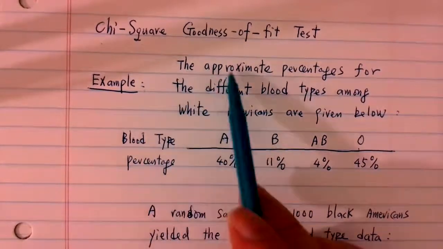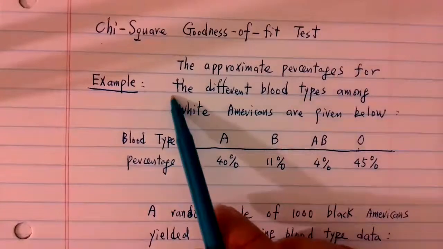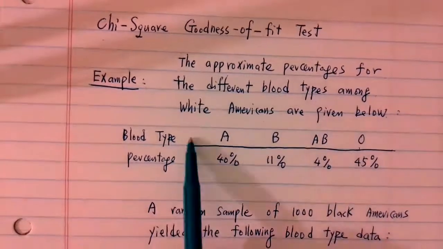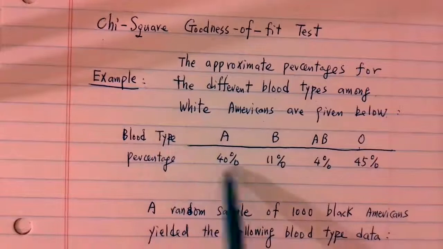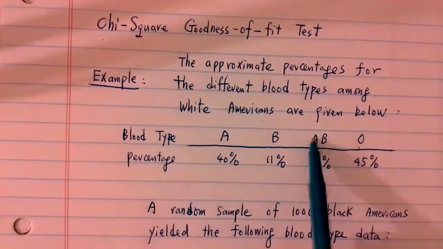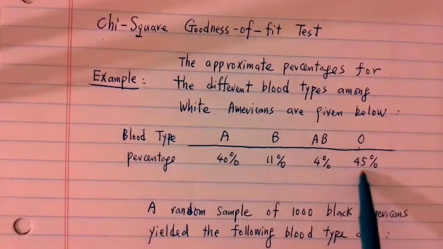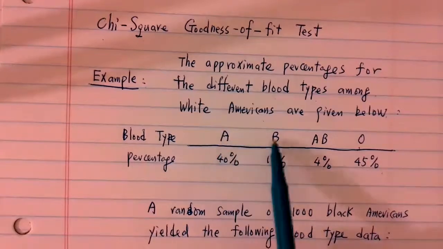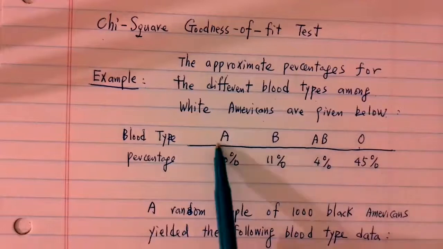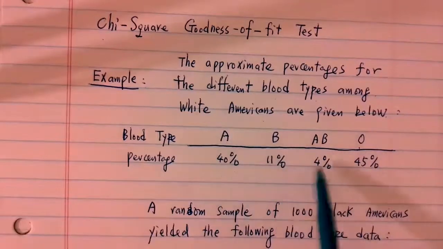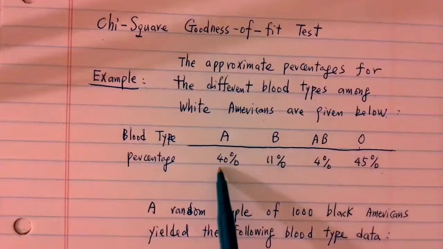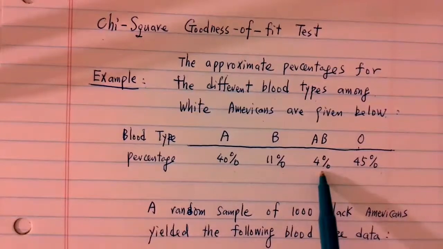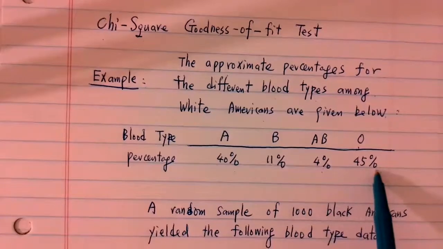Example: the approximate percentages for the different blood types among white Americans are given below. Blood type A, about 40%. Blood type B, 11%. Blood type AB, 4%. Blood type O, 45%. Human beings can have only these four blood types, A, B, AB, and O, so those percentages should add up to 100%. Let's check. 40% plus 11% is 51%, plus 4% is 55%, plus 45% is 100%. Okay?